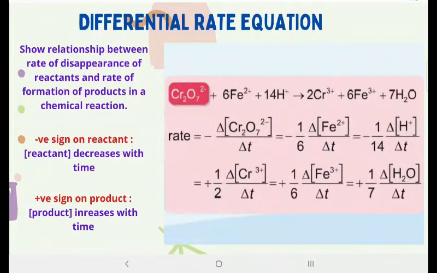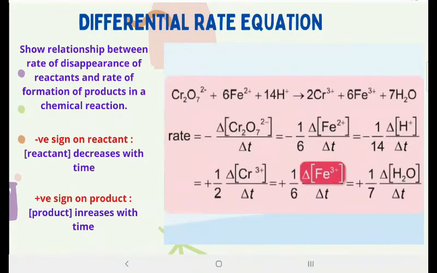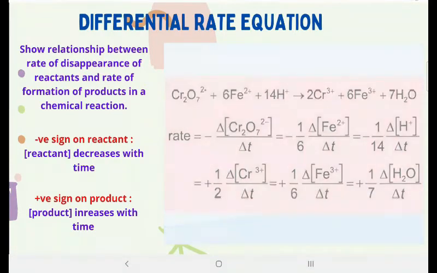In the reaction between dichromate ions and iron II ions in an acidic medium, the stoichiometric coefficients are respectively 1, 6, 14, 2, 6, 7. The rate of appearance of iron III ions is 6 times as great as the rate at which dichromate ions are consumed. The rate of this reaction is minus the change in the concentration of dichromate ions per change in time, which equals plus the change in the concentration of iron III ions per 6 times change in time.